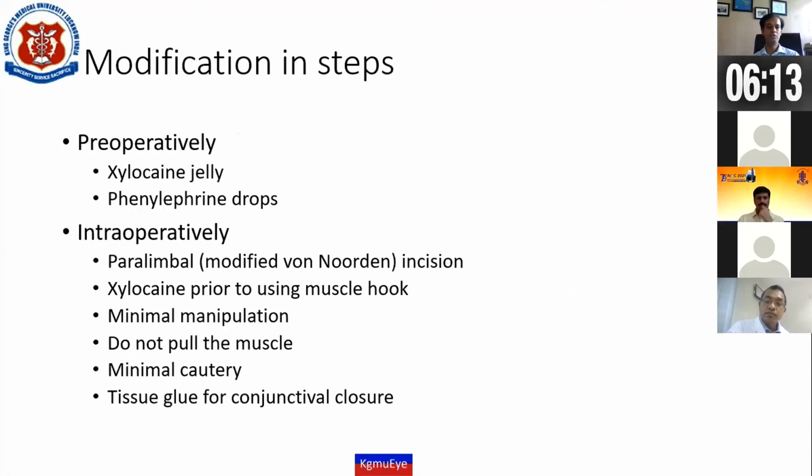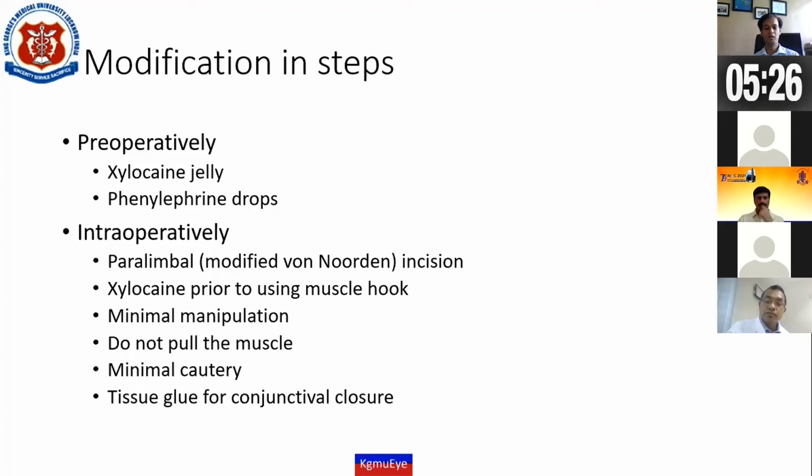With regards to modification in steps, use preoperative xylocaine jelly and phenylephrine drops to reduce the vascularity. Intraoperatively, don't try the fornix incision. The paralimbal incision provides a wider exposure with minimal manipulation. Use xylocaine prior to hooking the muscle. There should be minimal manipulation. Pull on the muscle should be minimum. This you have to tell your assistant, because very often the muscles get pulled. So analgesia is ensured by xylocaine, but not the discomfort related to the pull on the muscle.